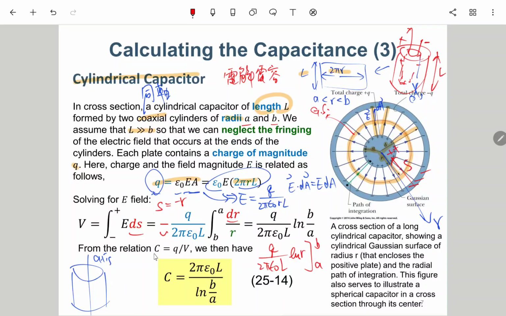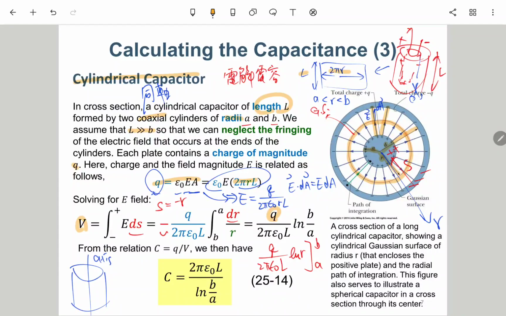And then finally, C will be Q over V. So Q is here, V is here, which means that we move this to the right side and move all the others to the other side. So finally C equals Q over V, which is 2 pi epsilon naught L over natural log of b over a. What is at the bottom goes to the top, and what is on top goes to the bottom. So C has this expression for the cylindrical capacitor.